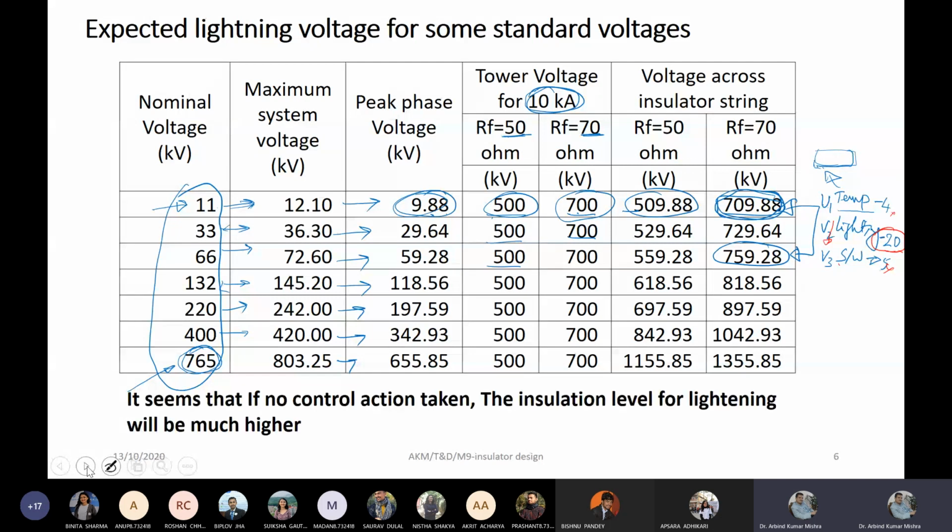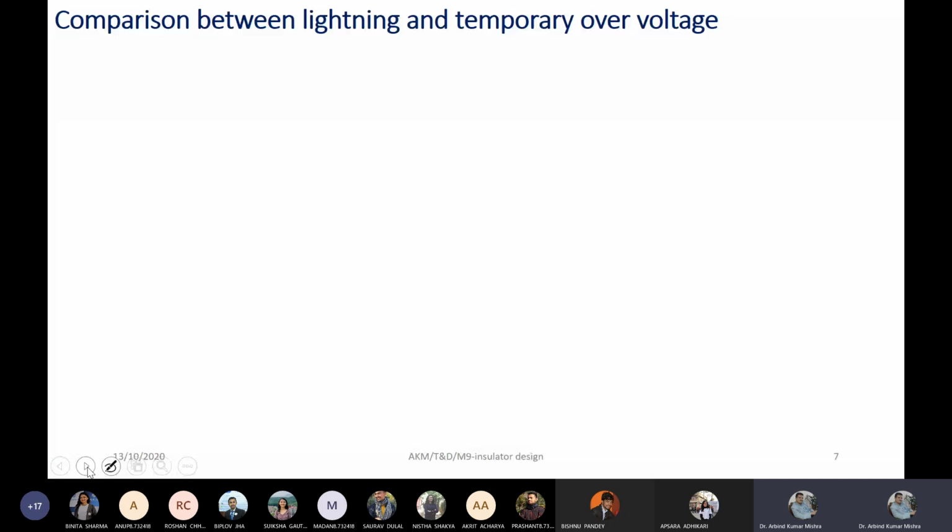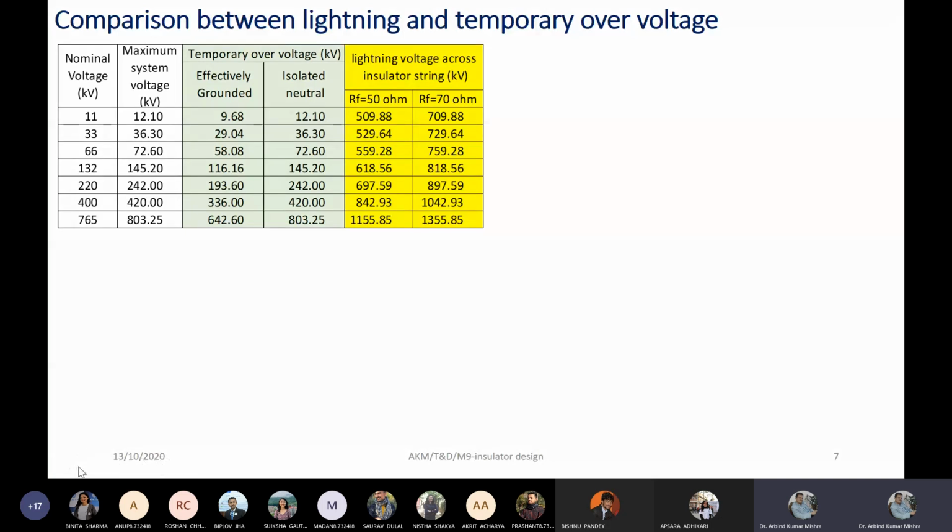So just to get that idea, in the next table I have compared the temporary overvoltage we have calculated and the lightning voltage across the insulator we have calculated for all the system voltages, because I have shown you these as two separate tables. So this is not a new calculation. We have already calculated this today itself. I have shown you the temporary overvoltage for an effectively grounded system, meaning for k equal to 0.8, and the isolated neutral system looks like this, right? And the lightning overvoltage. So now you can compare.